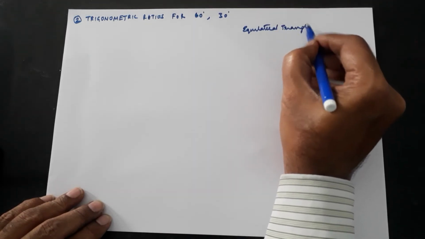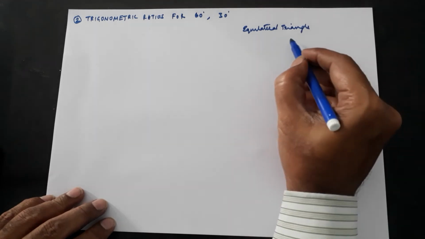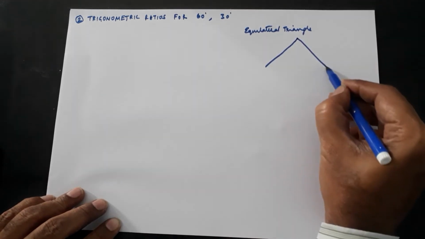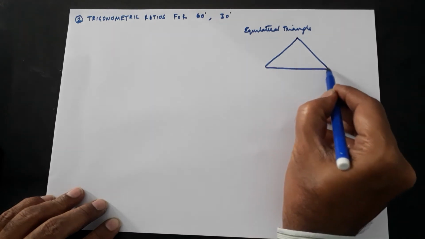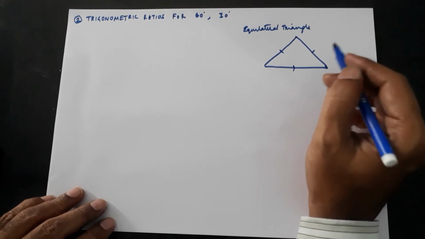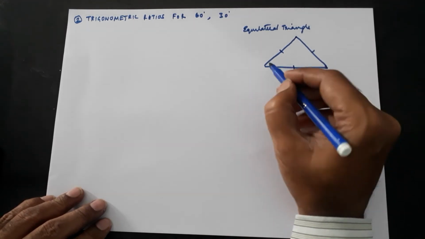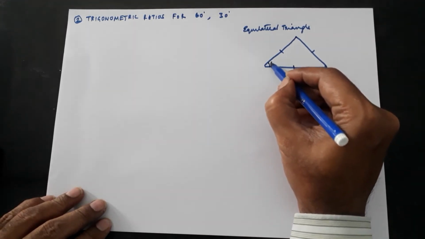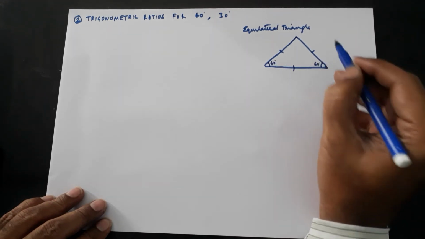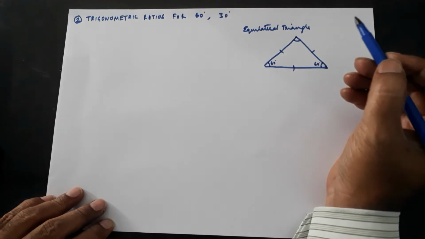So what is an equilateral triangle? An equilateral triangle is a triangle in which all the sides are equal. This side, this side, this side, all sides are equal. That means equilateral triangle. So in an equilateral triangle, angles will also be equal. 60 degrees, 60 degrees, and this is also 60 degrees.